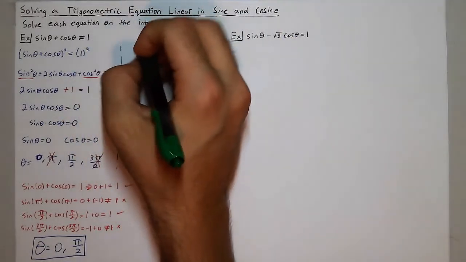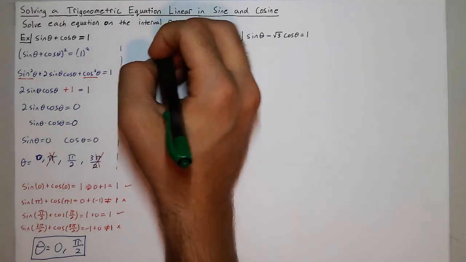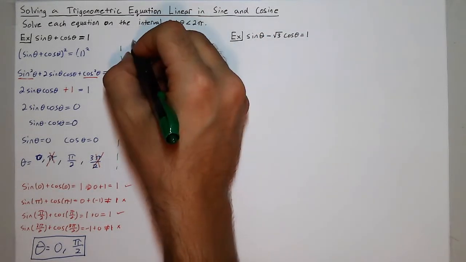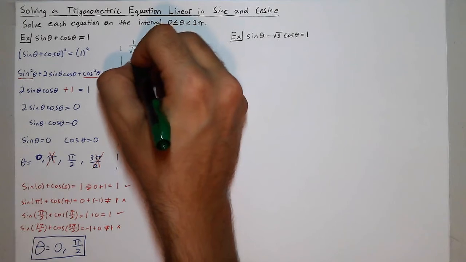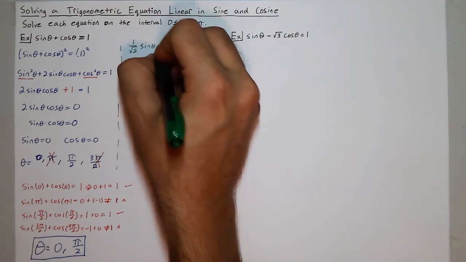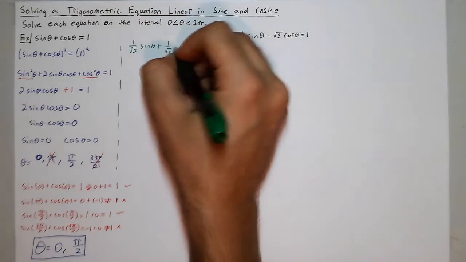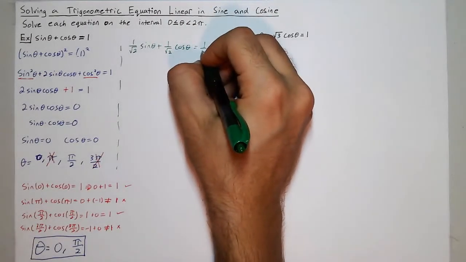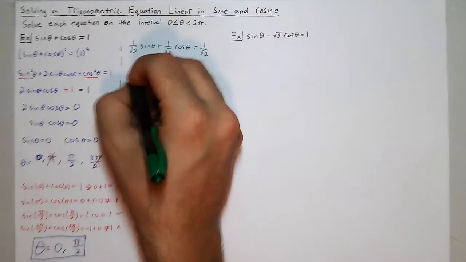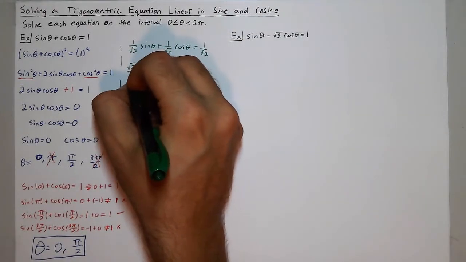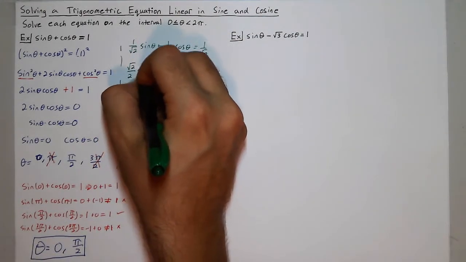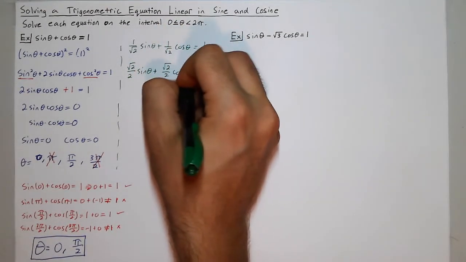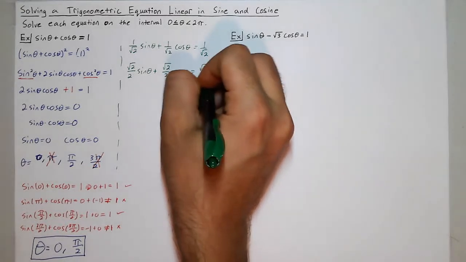But now what I want you to do is divide each side by the square root of 2. You may be wondering what this will do. So I'll get 1 over square root of 2 sine of theta plus 1 over the square root of 2 cosine of theta is equal to 1 over the square root of 2, which when I rationalize gives me square root of 2 over 2 sine theta plus the square root of 2 over 2 cosine theta is equal to the square root of 2 over 2.